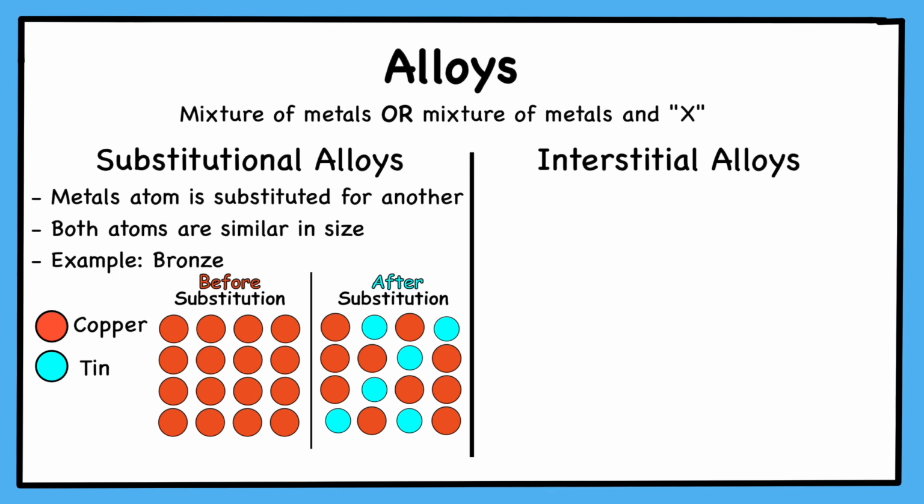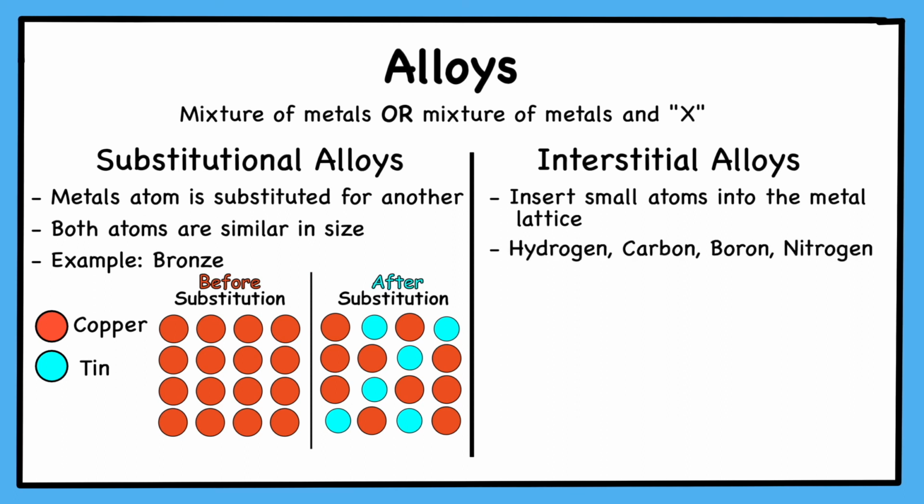Our interstitial alloys are alloys formed by inserting small atoms into holes within the metal structure. As stated earlier, metallic structures are structures that consist of large positively charged ions and delocalized electrons. For an atom to be inserted into a lattice structure, these atoms must fit into the space between the metal lattice or between the metal atoms. Usually only small atoms such as hydrogen, carbon, boron, and nitrogen can fit into these metal lattices.